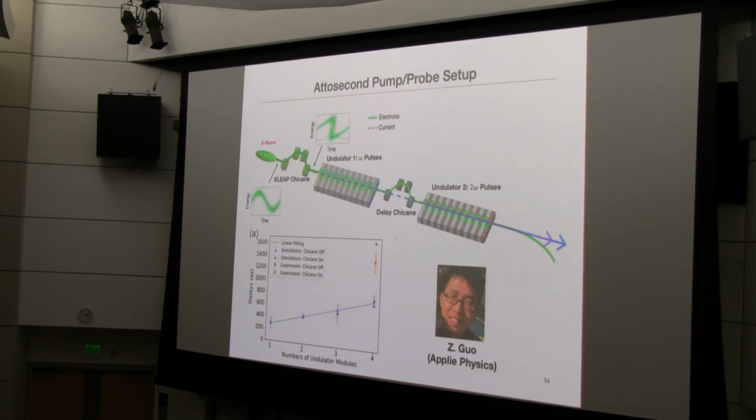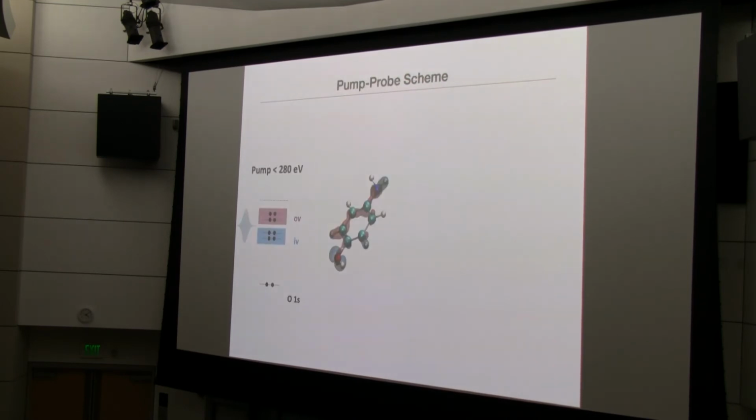And again, this is work done by one of our graduate students. So, okay, we have 2 pulses. And I've told you, you really want 2 pulses to understand time-dependent processes. So what we did next is, of course, use this technique in a pump-probe experiment. And again, this is the aminophenol molecule that you've seen over and over in this talk.